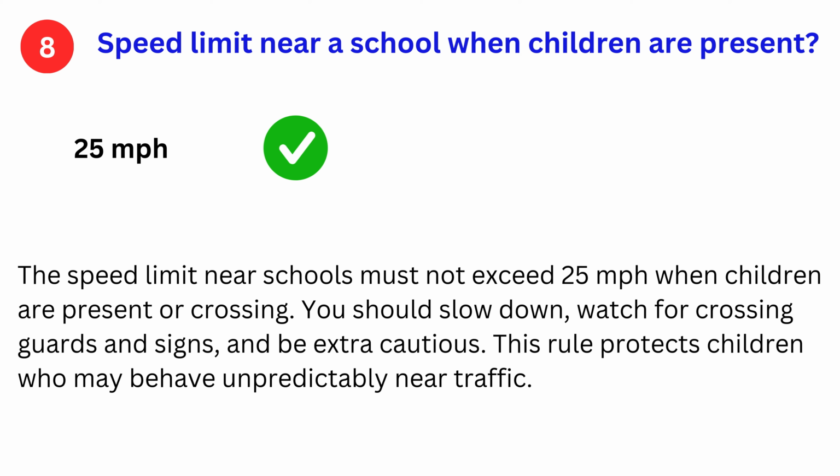The correct answer is Option A. 25 miles per hour. Explanation. The speed limit near schools must not exceed 25 miles per hour when children are present or crossing. You should slow down, watch for crossing guards and signs, and be extra cautious. This rule protects children who may behave unpredictably near traffic.